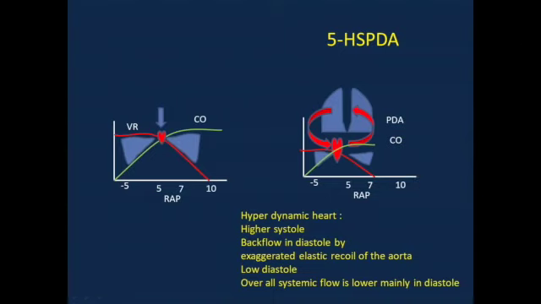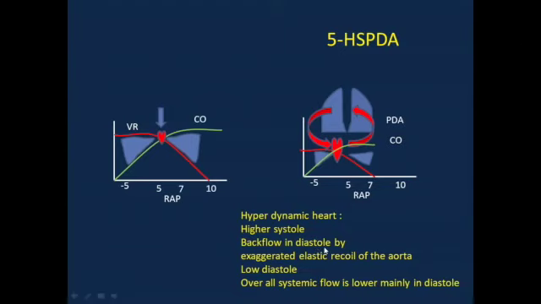So the heart is hyperdynamic. You have higher systole than usual, and you have backflow to the pulmonary circulation in diastole. That's why you have a big discrepancy between systole and diastole. So the blood is escaping through the PDA from the systemic to pulmonary.